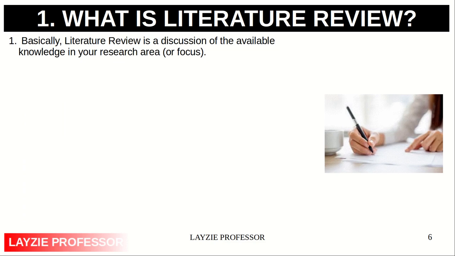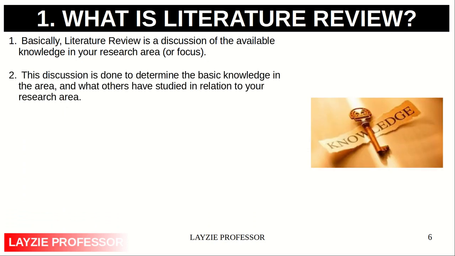So basically, you discuss what other people have done in relation to your research. You do these discussions in the literature review to help you determine the basic knowledge in the particular area, and what others have also done or studied in relation to what you want to do. So back to our food example, you would have to look at the various types of food, and what others have done in relation to food, and you bring that in the context of what you also want to do to fill in the gap.